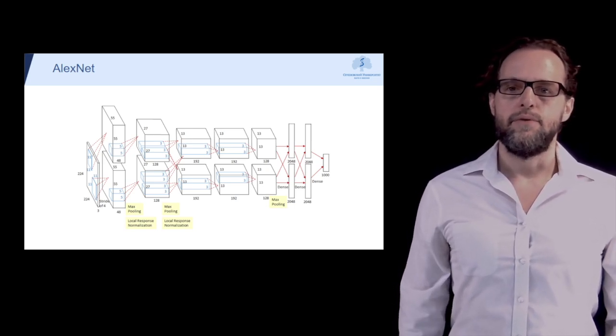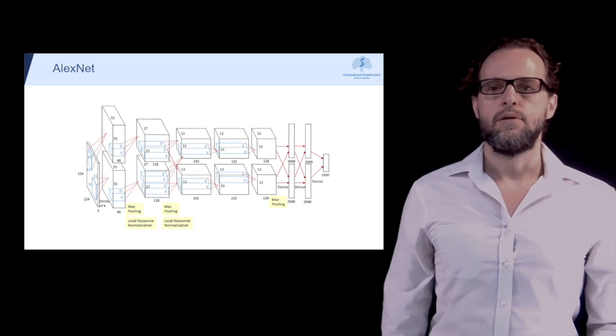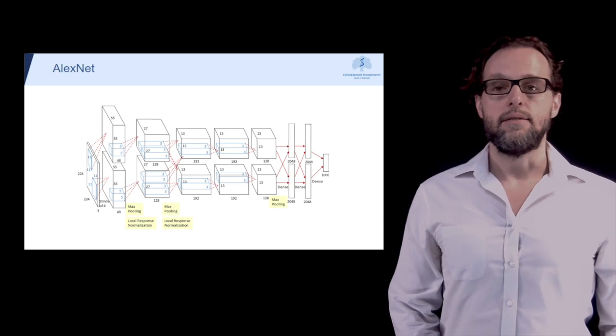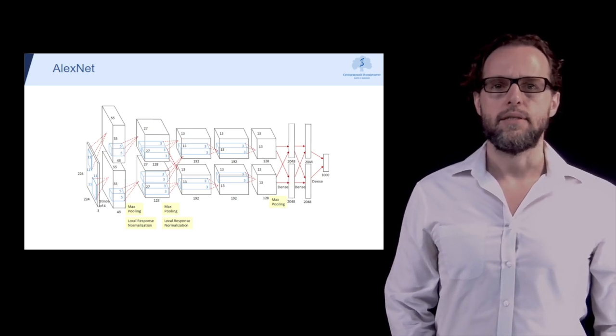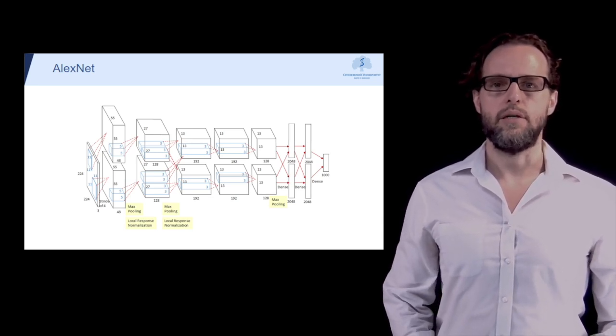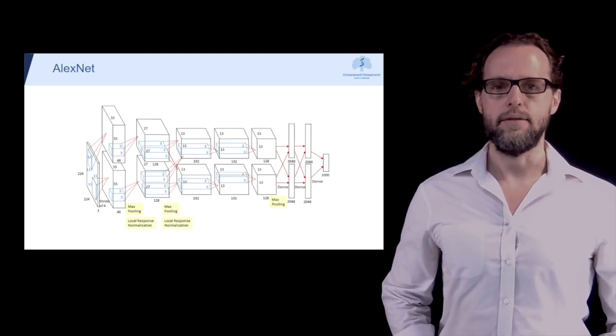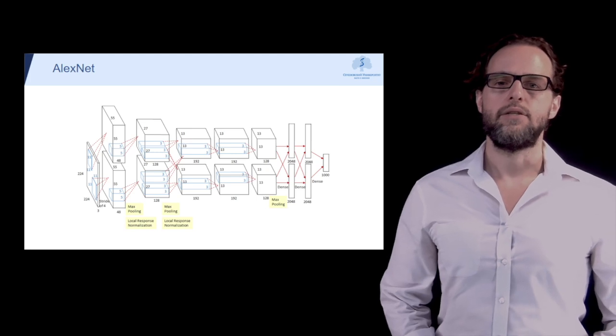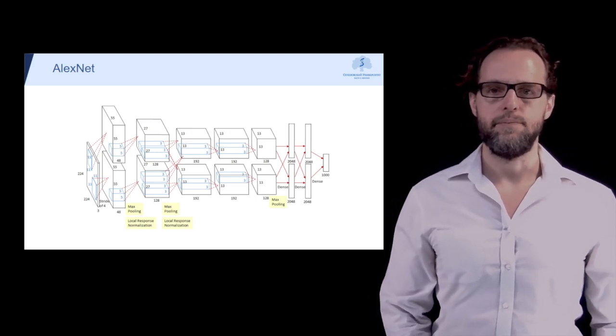AlexNet was the first convolutional neural network that won the classification competition, and it is still used in some projects as a base architecture and also for training. However, since its creation, many more accurate architectures have appeared.